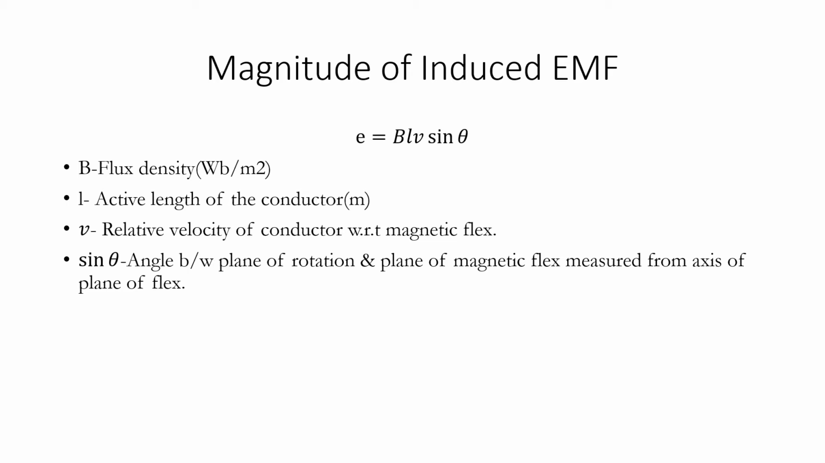Magnitude of induced EMF: EMF equals B, where B represents the flux density in Weber per meter square, L represents the active length of the conductor, and V represents the relative velocity of the conductor with respect to the magnetic flux. Here theta represents the angle between the plane of rotation and the plane of the magnetic flux, measured from the axis of the plane of flux.